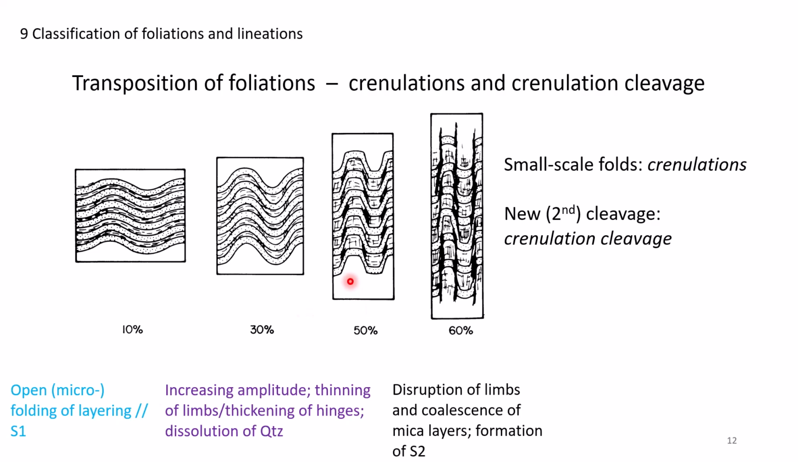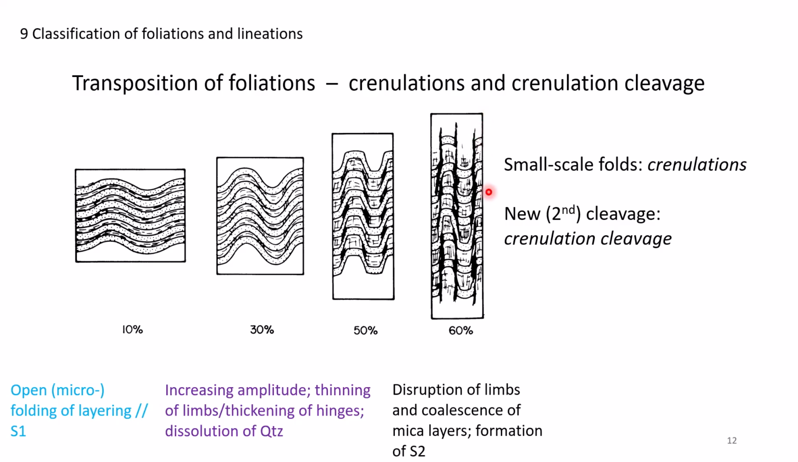As soon as we shorten even further, we will find that the thinner layers, the first generation cleavage domains, are starting to thin out to an extent that the coalescence of micas along the limbs of the microfolds starts to take place. And here we can see that a new foliation is forming. That would be the second foliation generation, normally referred to as S2.